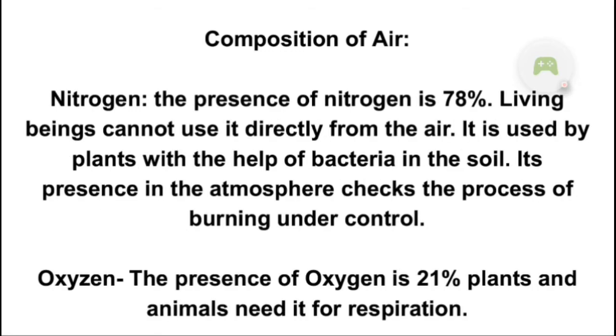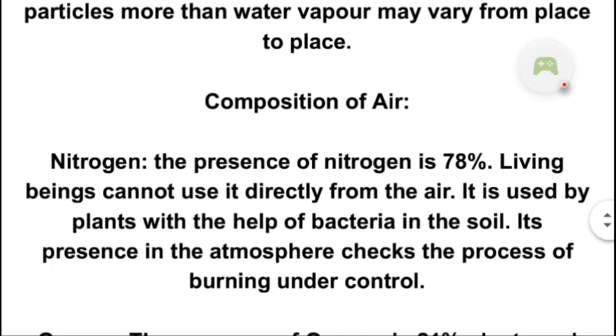And also let us talk about nitrogen as a component of the air. The presence of nitrogen is 78%. Living beings cannot use it directly from the air. It is used by plants with the help of bacteria in the soil. So living beings cannot use it directly from the air.